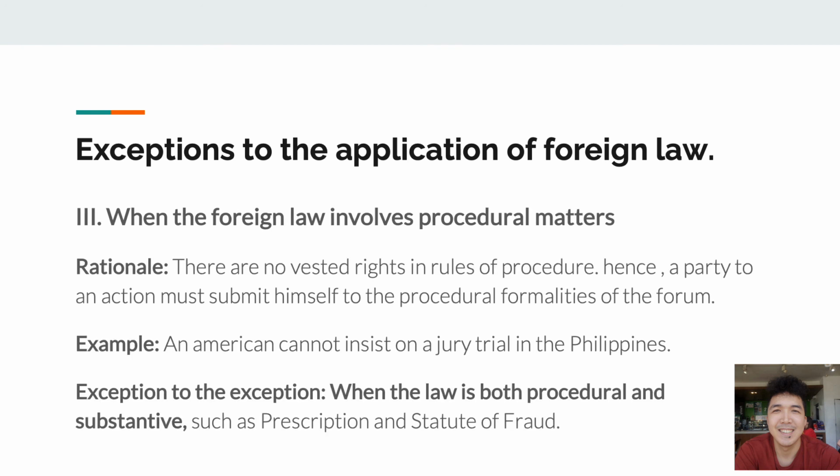3. When the foreign law involves procedural matters. Why? Because there are no vested rights in rules of procedure. Hence, a party to an action must submit himself to the procedural formalities of the forum. Example: an American cannot insist on a jury trial in the Philippines. Exception to the exception: when the law is both procedural and substantive, such as prescription and statute of frauds.